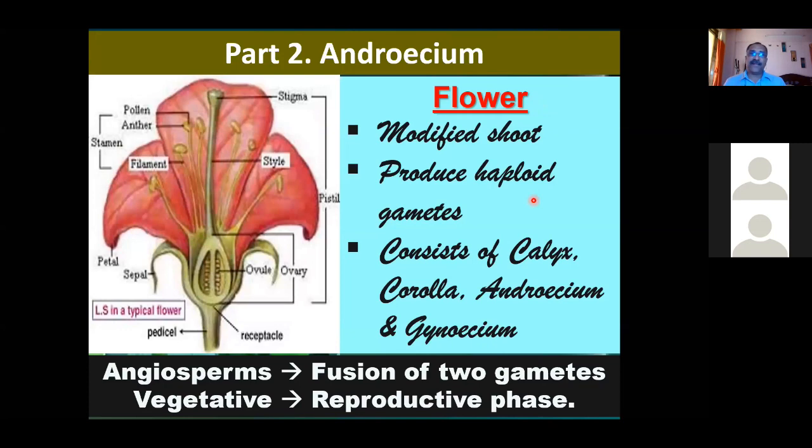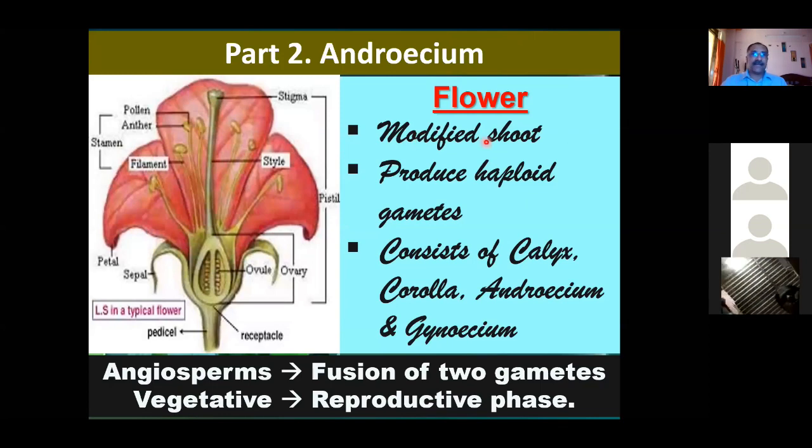So we can define it like that. A flower is a modified shoot. For what purpose has it been modified? It has been modified for the purpose of reproduction. Now you see that the flower is a modified shoot. For what purpose has it been modified? It is modified for the purpose of sexual reproduction.